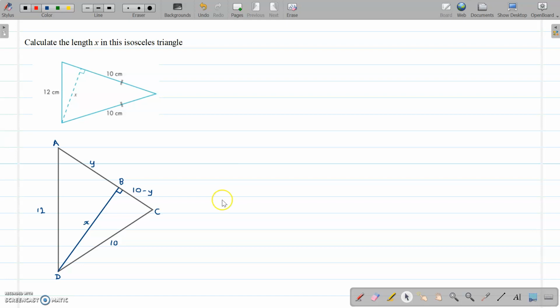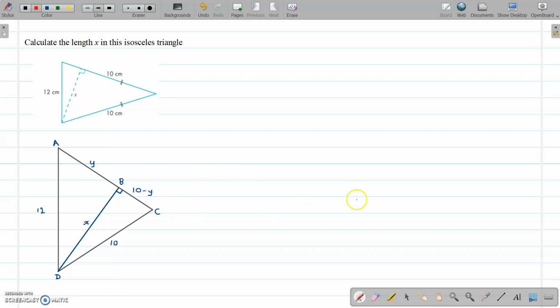Okay, so you can see that the line of length 12 is a bit longer than the two lines of 10, and this line of 10 here I've split into y and 10 minus y, which add together to give 10. It also is the case that the line x joining at right angles here is actually joining around here rather than up here, as shown on the first diagram. So this is a more realistic picture of what's going on.